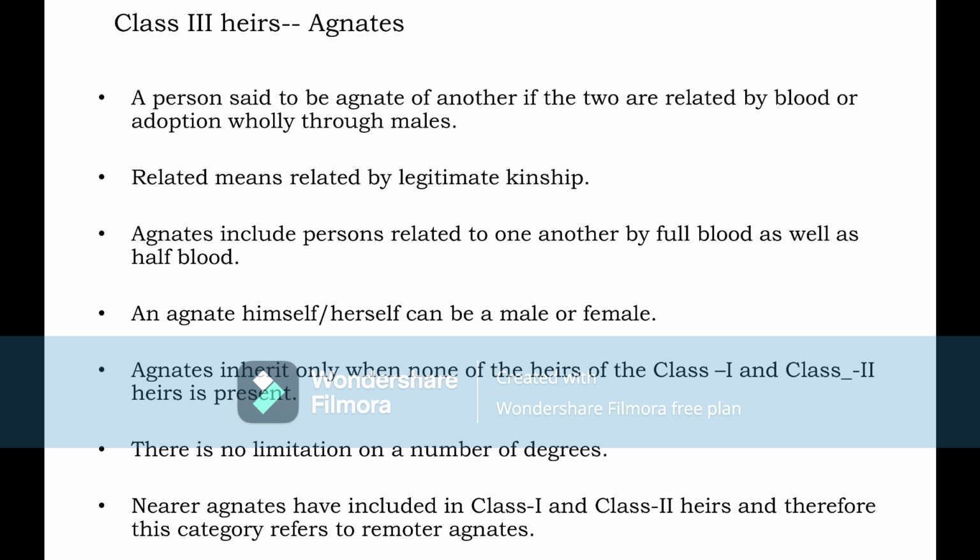There is no limitation on the number of degrees. No limitation means son's son, son's son, son's son, and so on. There is no end to it. There is no limited number. It can go to any extent. And nearer agnates are included in class 1 and class 2, and therefore this category relates to remote agnates.